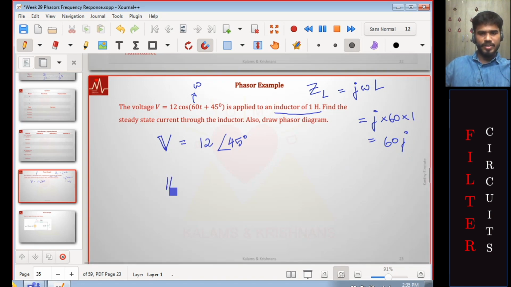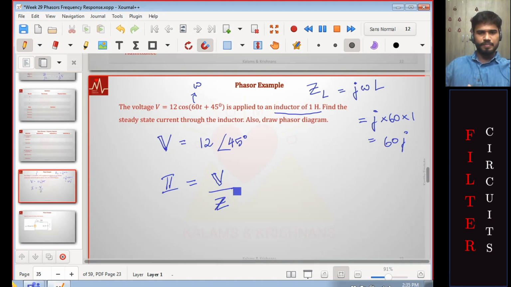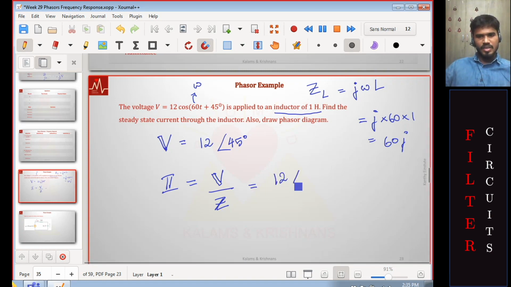We want the current phasor. This is just V by R, or what plays the role of that is impedance Z. Take the voltage phasor divided by impedance, you get the current phasor. That is 12 at an angle of 45 degrees, divided by the impedance.